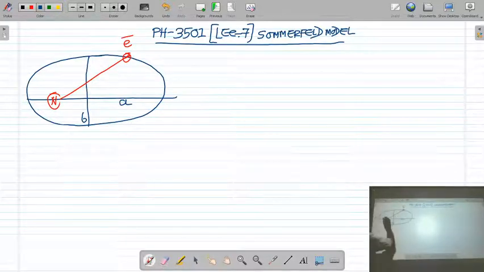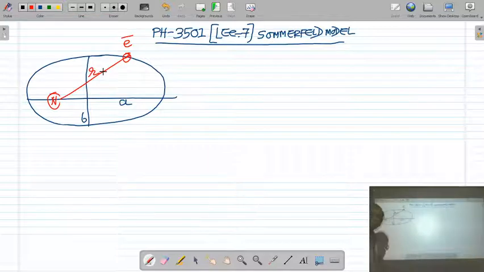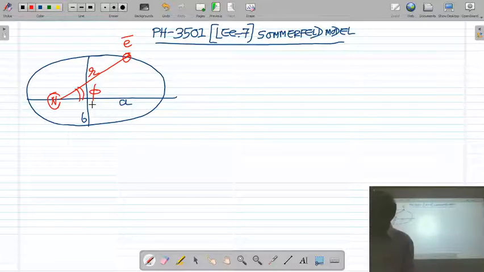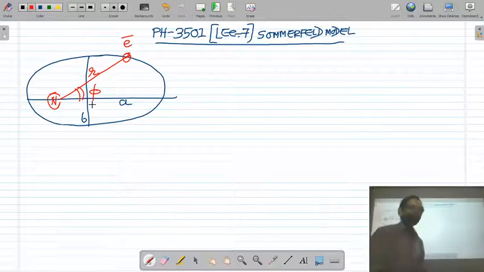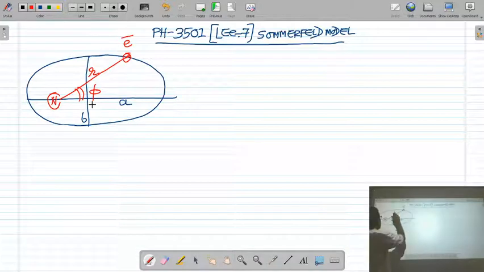Now you know that we have considered the radial distance of the electron from the nucleus as r, and the angle made by this radial vector r with the semi-major axis is phi. At any instant of time, the instantaneous position of the electron is determined by two polar coordinates, r and phi.